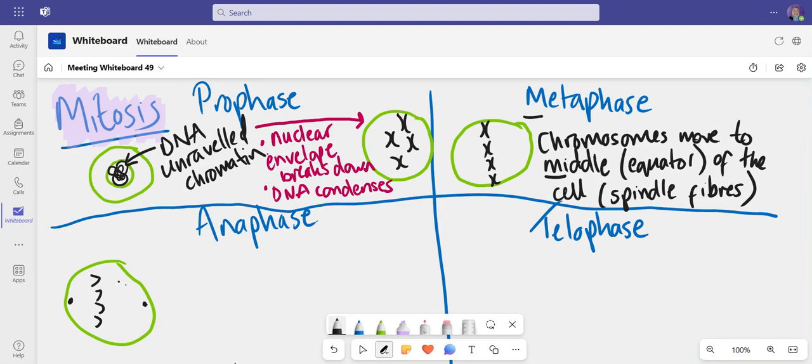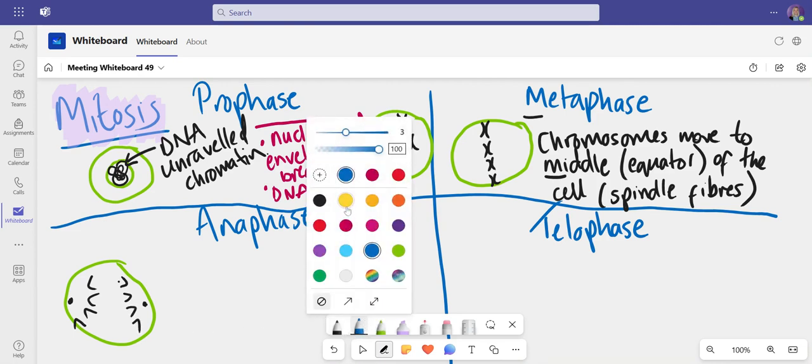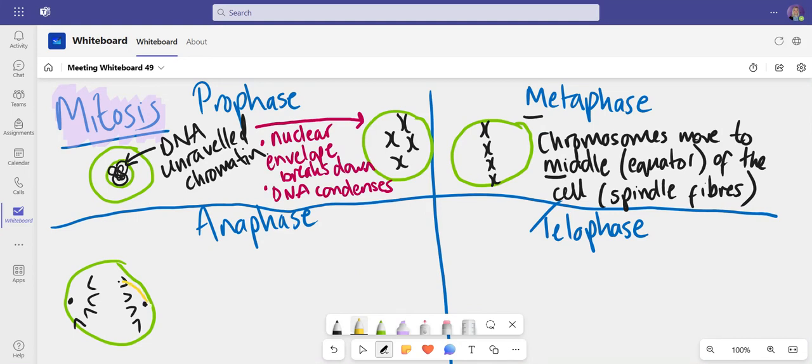So where they were, oops, they're drawn the wrong way, where they were an X shape, we're going to literally break them in half, and half the X will get pulled to that pole, and half the X shape will get pulled to that pole. And they're being pulled along by these spindle fibres here. I'll tell you a little bit more about spindle fibres in a minute. Okay, so these spindle fibres are going to contract. So we did have spindle fibres here, I just didn't draw them.